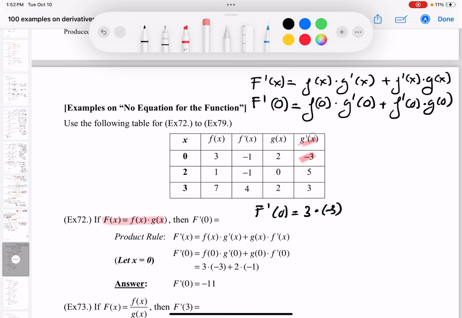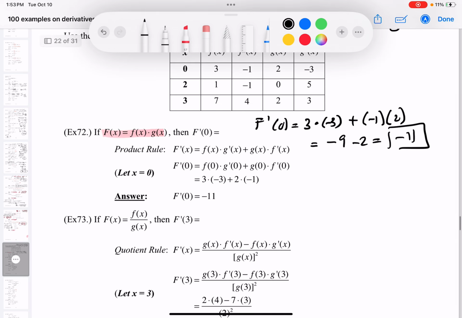Okay, plus, and again, f prime of 0. F prime of 0 is minus 1. G of 0 is 2. What do you get here? Minus 9, minus 2, which is minus 11. All right? So let's do the next one.